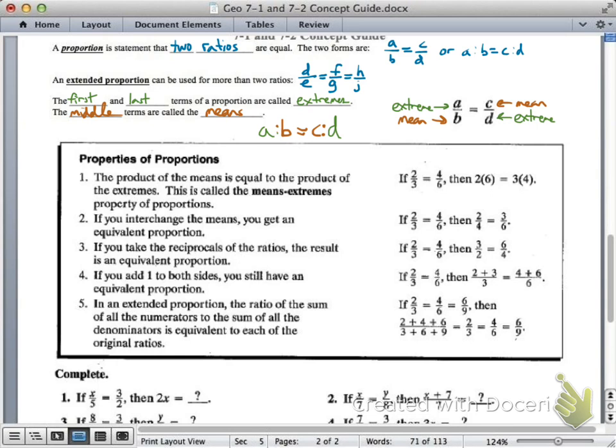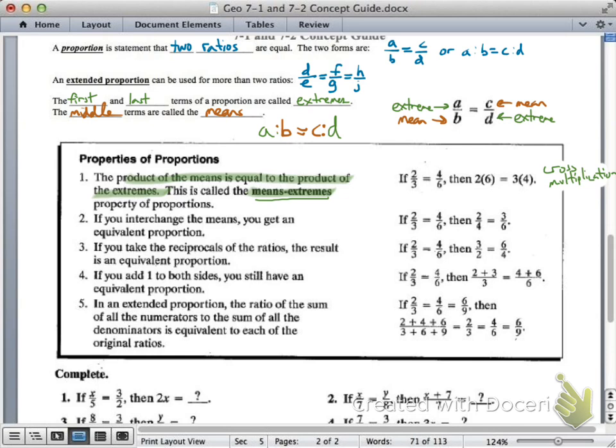Okay, now there are properties of proportions. These are really properties of equations, but because we're talking about two ratios being equal, they're proportions. The first one is this. The product of the means is equal to the product of the extremes. In algebra, you call this cross multiplication.